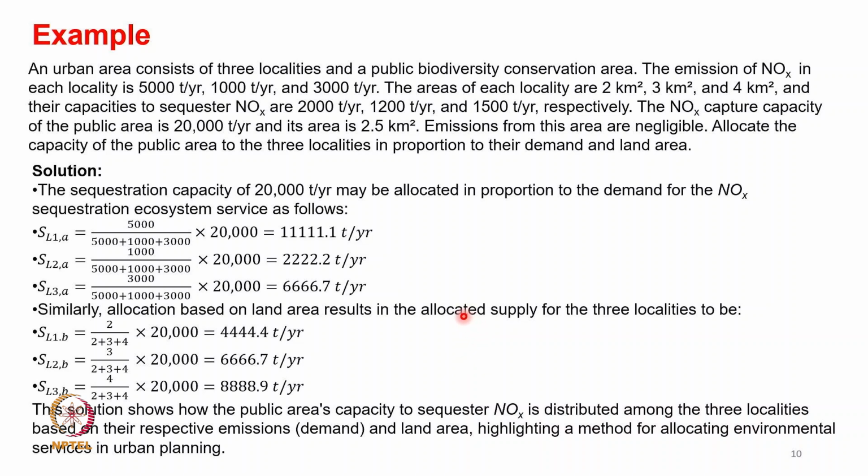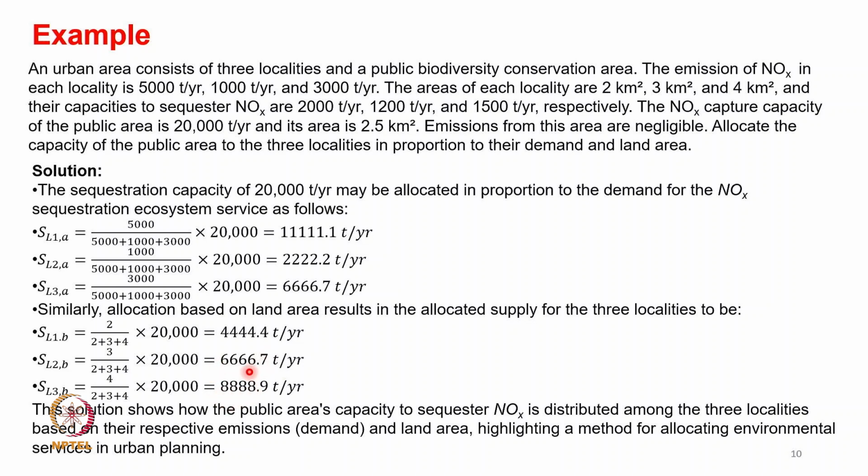So now, similarly, another way is to do an allocation based on the land area in the allocated supply among the three localities. So you have 2 kilometer square, 3 kilometer square, and 4 kilometer square. So 2 divided by 2 plus 3 plus 4 times 20,000, that would be 4,444.4. And for the case B, 3 divided by 2 plus 3 plus 4 times 20,000, that would be 6,666.7. And the case C, which is 4 divided by 2 plus 3 plus 4 times 20,000, which is 8,888.